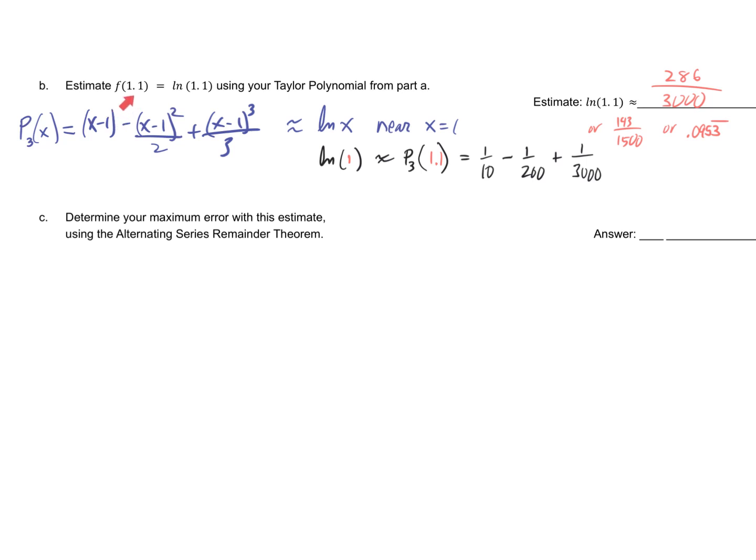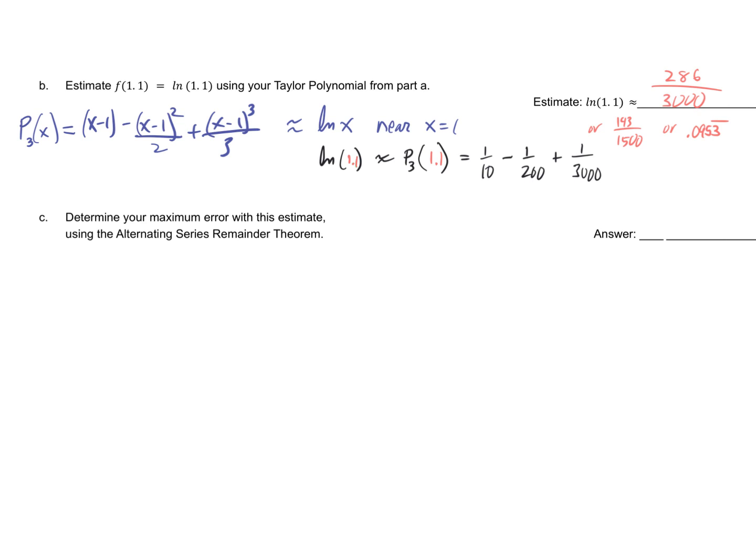All right, in part B, let's estimate the natural log of 1.1 using our third degree Taylor polynomial, which is this. That will be approximately equal to the natural log, near where it was centered. So, to estimate the natural log of 1.1, we will input 1.1 into our Taylor polynomial, and we get 1/10 minus (1/10) squared over 2 plus (1/10) cubed over 3. This reduces to 143/1500, or about 0.0953 repeating.